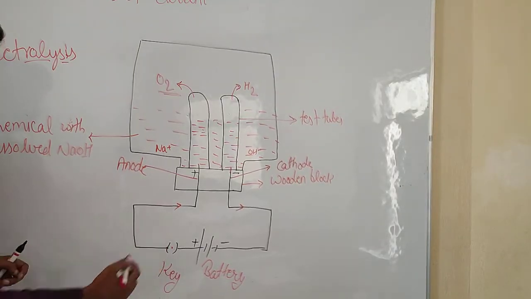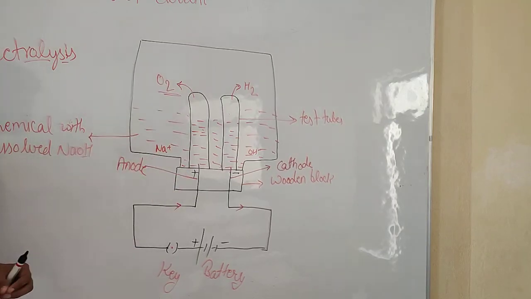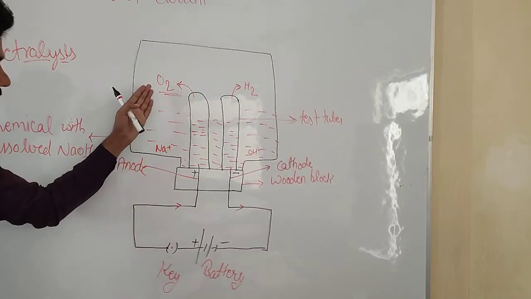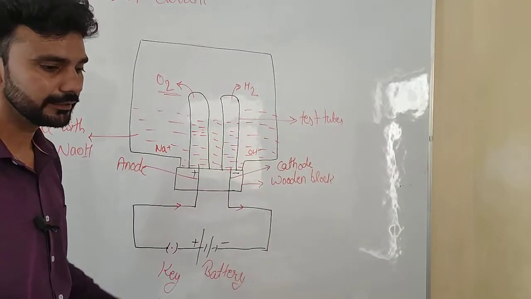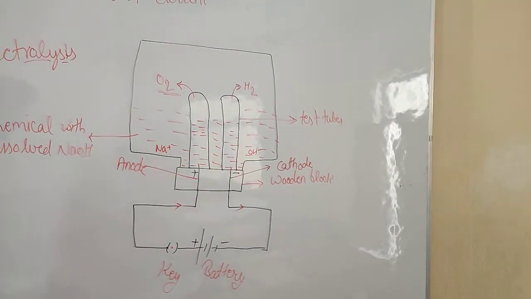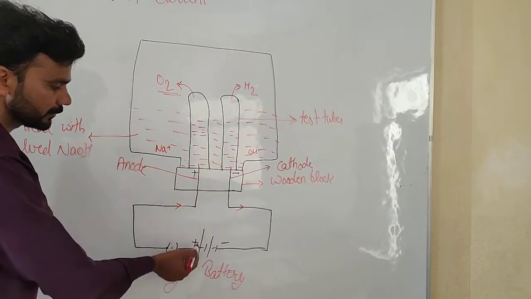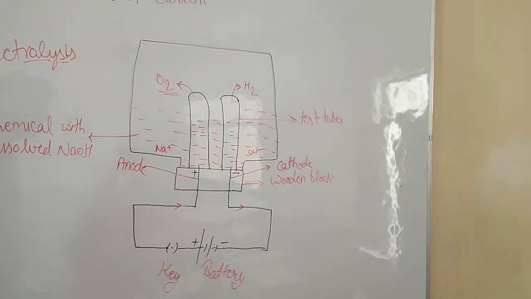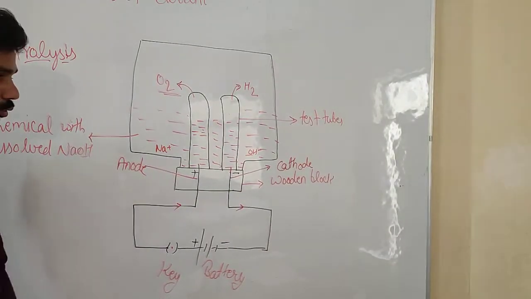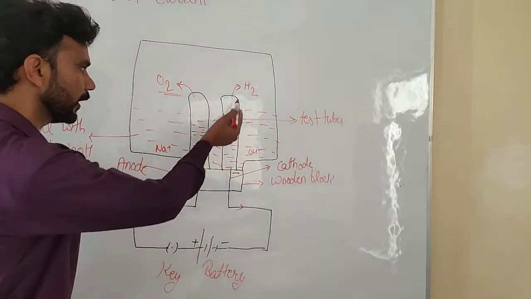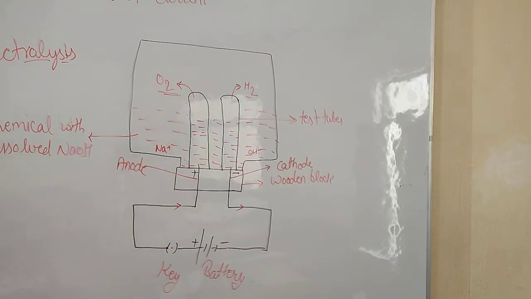So when we press the switch or when we press the key, current will flow through the circuit and oxygen gas is collected at the anode and hydrogen gas is collected at the cathode. The metal wire which is connected to the positive terminal is the anode, and the metal wire which is connected to the negative terminal is the cathode. So at the cathode hydrogen will collect, and at the anode oxygen will collect.